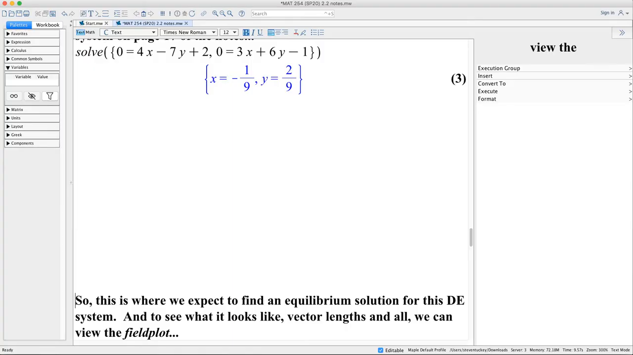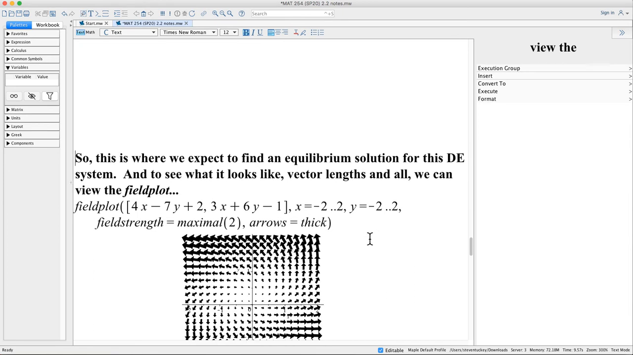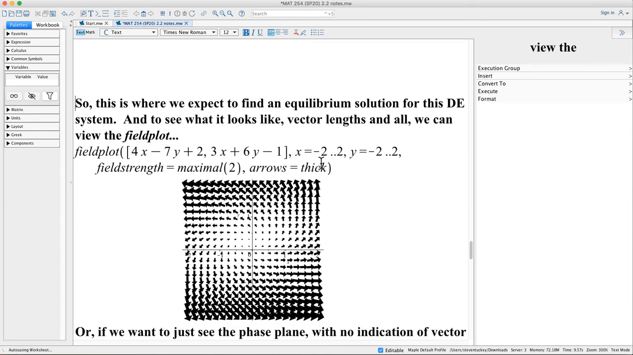To verify that, we'll hop over into Maple and take a look at what the field plot looks like. Notice I used thick arrows, and I used just the right-hand side of each of the equations, not written in terms of functions, just x and y. This is what I came up with. And sure enough, slightly to the left of and slightly above the origin, somewhere in this area, we expect there to be an equilibrium point. It makes sense based on what we've seen.